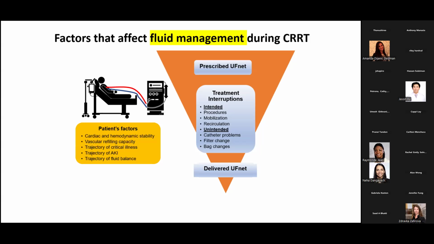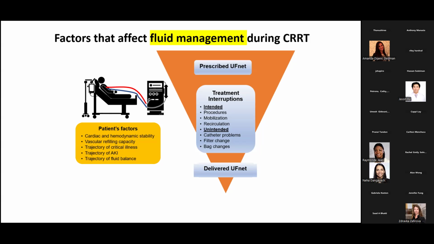And of course, we need to consider patient factors, the cardiac and hemodynamic stability of the patient, the vascular refilling capacity. Sometimes in the more complex cases, that vascular refilling capacity is what we are sometimes impatient to wait for, and sometimes we are hesitant also to keep a little bit of that dose of vasoconstrictors that can help that interstitial refilling capacity to the vascular space.